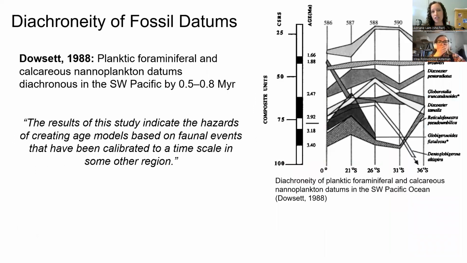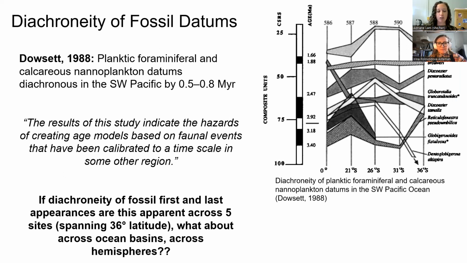So Harry Dowsett in 1988 had published this really great paper where he did investigate diachroneity of fossil datums in the Southwest Pacific Ocean. Specifically, he was looking at Planktic Foraminifera and calcareous nanoplankton datums. So he used the leg 90 sites, so sites 586 through 592 in the Southwest Pacific. They form a transect, and he found that datums were diachronous by about 500,000 to 800,000 years. So that's a lot. But I love this quote from his paper that I just pulled out. He says, "The results of this study indicate the hazards of creating age models based on final events that have been calibrated to a timescale in some other region."